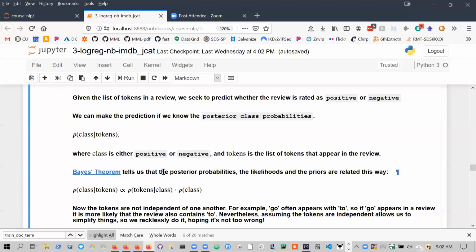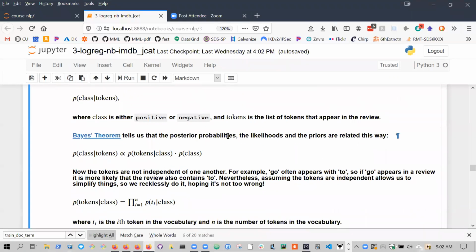And how can we do that? Well, Bayes' theorem gives us a way to do that. Bayes' theorem tells us that the probability of the class given the tokens is proportional to the probability of the tokens given the class times the probability of the class. I don't know how many of you have seen Bayes' theorem or not. If you haven't seen it, it might be good to look at this Wikipedia article.